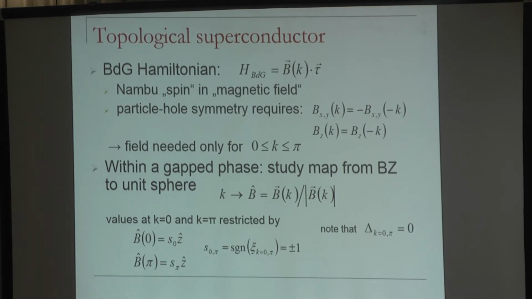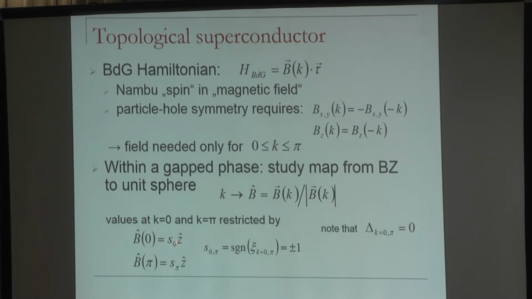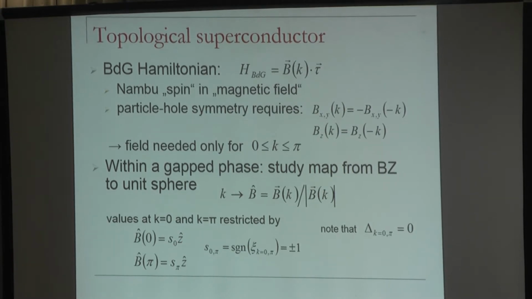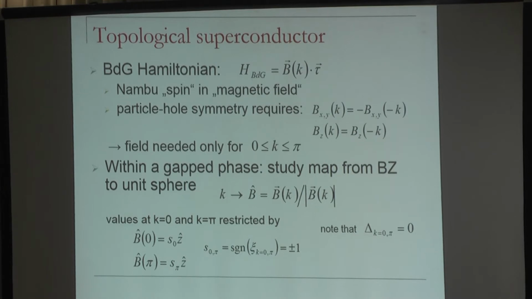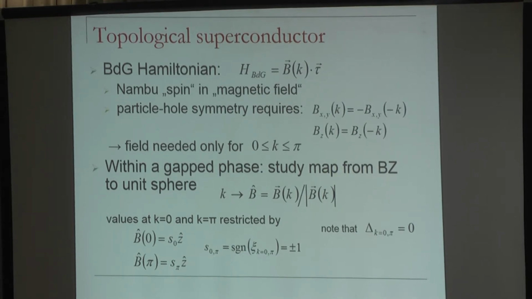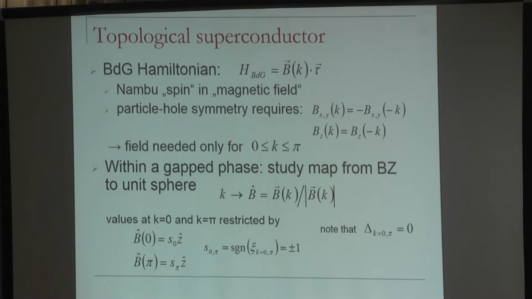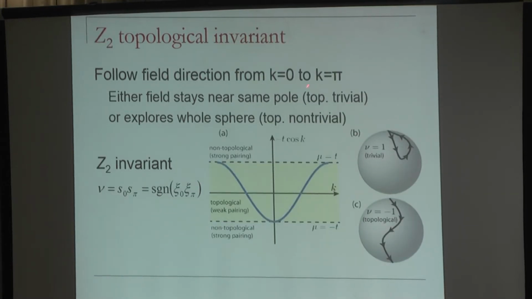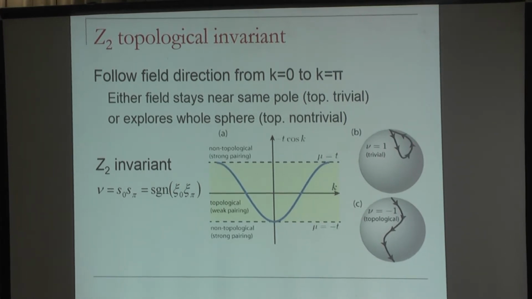Yeah? So we have seen that this map is really restricted at the 2 points, k equals 0 and k equal to pi. These are the relevant boundaries that we have to look at in this map, and they have to point along the z direction, either up or down. So we start, say, at the North Pole, and the question is now, will we end at the South Pole, or will we end again at the North Pole? If we end again at the North Pole, this is the topologically trivial case, because we will not have to explore the whole sphere, this whole unit sphere of Hamiltonians.